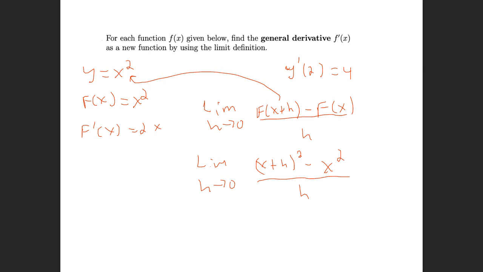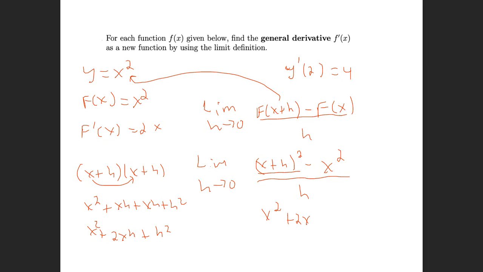Okay, now I have to work this out. And the hard part is the x plus h squared. That really is x plus h times x plus h. So if I did FOIL on this thing, I'd end up with x squared plus xh plus xh plus h squared, which is x squared plus 2xh plus h squared. Okay, do you guys agree with that? All I did was I just multiplied this thing out. So I ended up with x squared plus 2xh plus h squared, and I still have this minus x squared all over h.